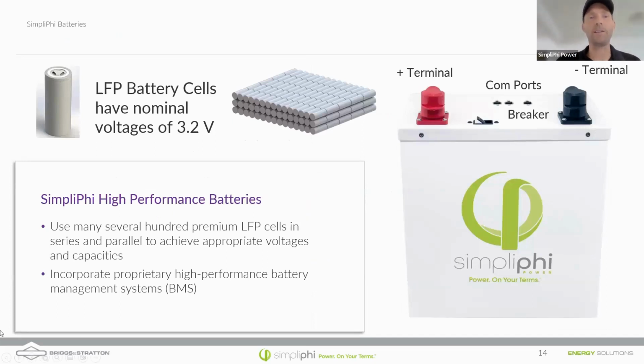Well, LFP battery cells only have voltages of 3.2 volts. So those are stacked together in packs that are both paralleled and then series. And so this is not an example of exactly what our battery looks like on the inside, but it shows you that you have to stack cells together in order to get up to the standard, which is now a 48-volt home battery system. So we offer batteries in different voltages, and the way we do that is by stacking batteries in series.